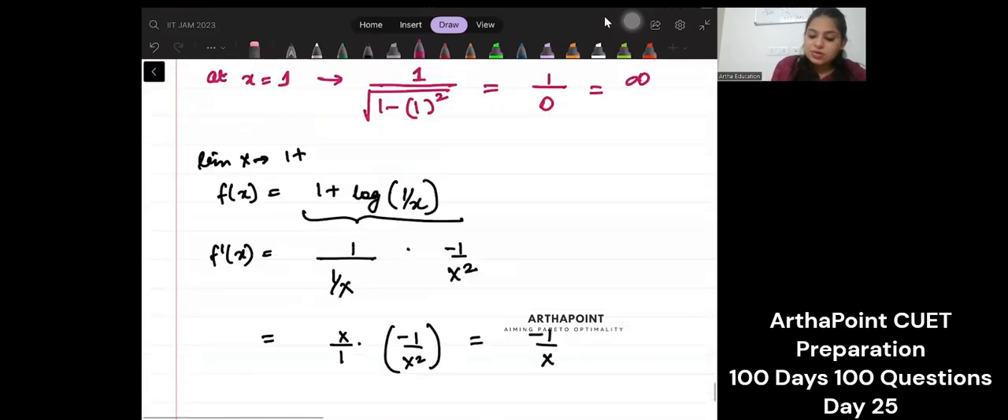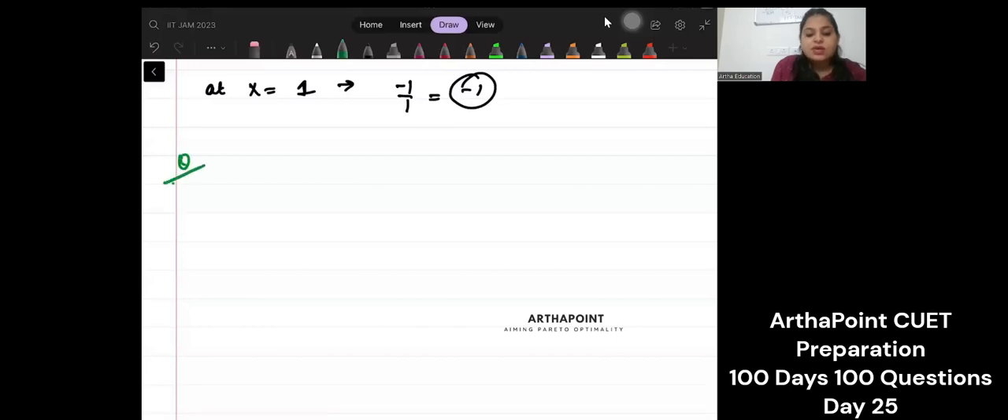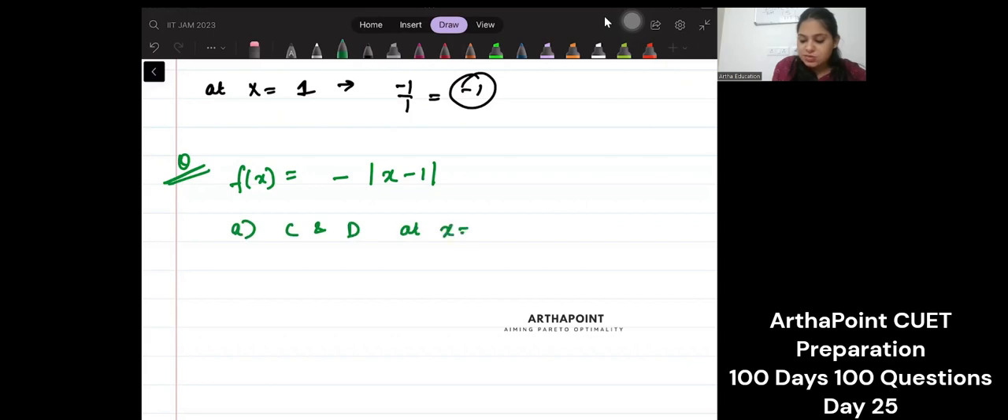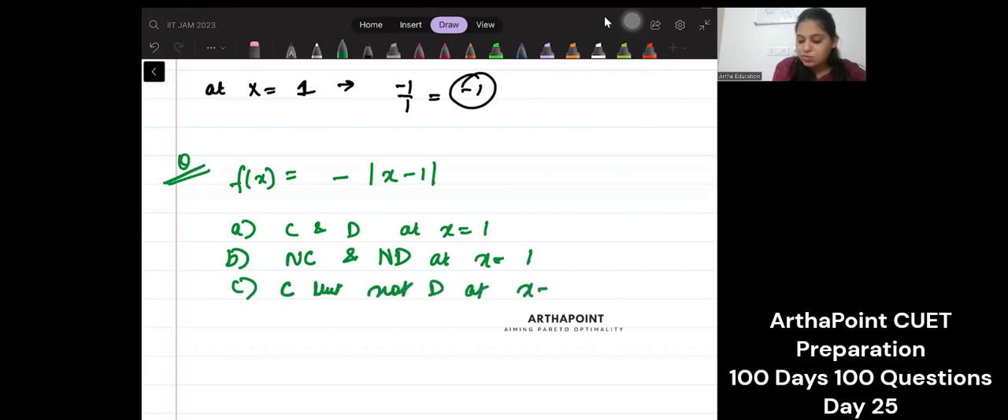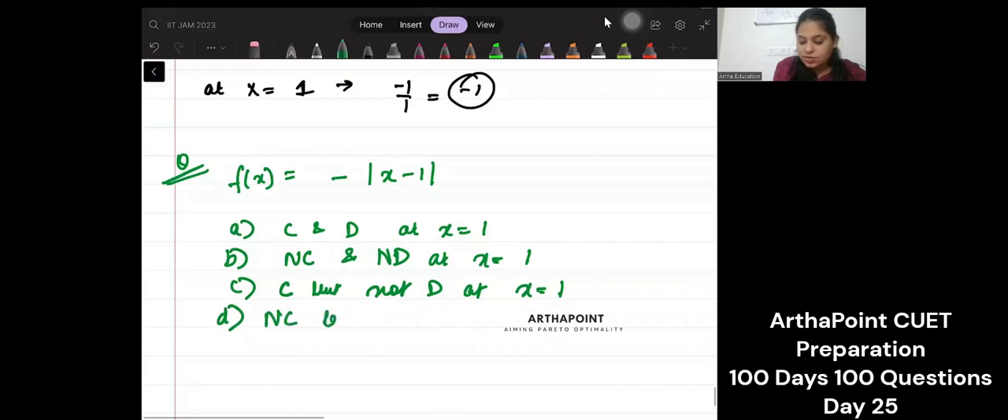Now, I'm giving you a similar question to practice. Please do it yourself. Your function is, let's say, minus x minus 1, and you're given the same 4 options. A, continuous and differentiable at x equal to 1. B, not continuous and not differentiable at x equal to 1. C, continuous but not differentiable at x equal to 1. And D, not continuous but differentiable at x equal to 1. So these are the 4 options. You have to look into it and tell me what your correct answer would be.